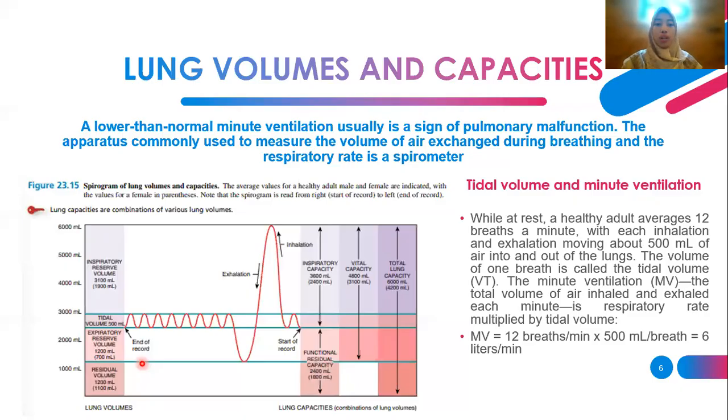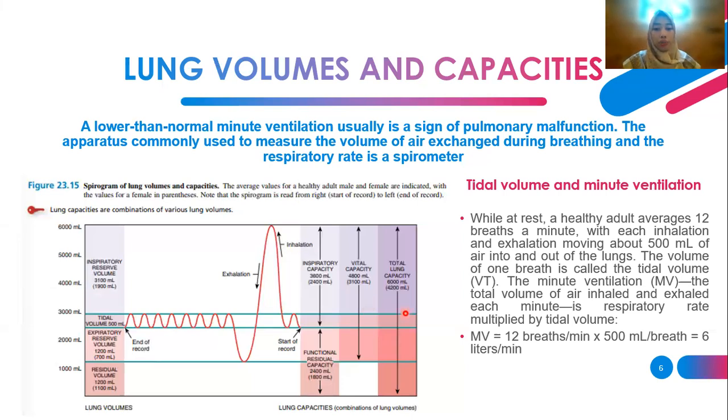And the third section, we have lung volumes and capacities. Lung volumes exchanged during breathing and the rate of respiration are measured with a spirometer. This is a spirogram of lung volumes and capacities. The average values for a healthy adult male and female are indicated, with the values for a female in parentheses. A spirogram is read from the right, the start of the record, to the left end of the record.